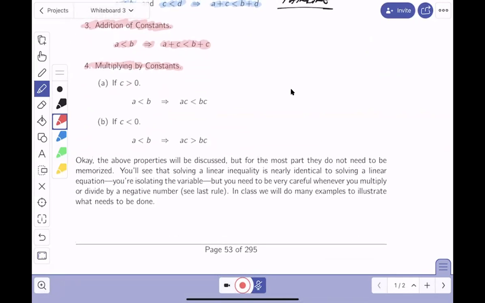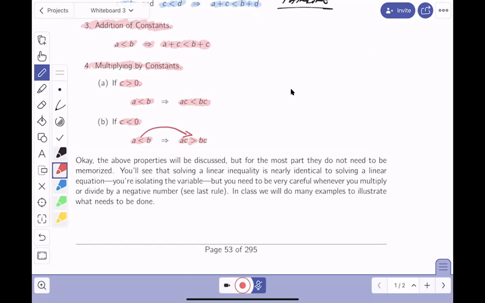If C is greater than 0, let's read this through. It's going to be tougher. If A is less than B, what they say is if you multiply both sides by C, it's still going to be that inequality, right? What do I mean by that? A is still less than B, so AC is less than BC. This one over here is a bit tricky. And I want to point out what happens. If A is less than B, but if you multiply both sides by a negative C, what happens is the direction of the inequality changes.